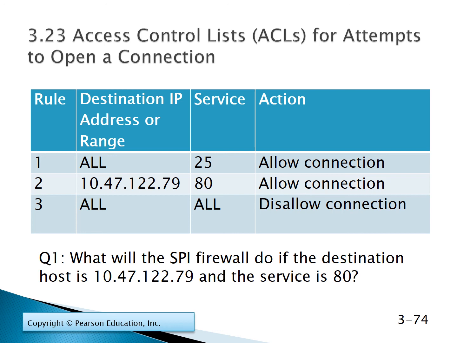A quick question: what will the SPI firewall do if the destination host is this one, 10.47.122.79, and the server is 80? Of course, in that case, the connection will be allowed because it satisfies rule 2. Question 2: what will the firewall do if we have the same IP address and the server is 25? Of course, it will also be allowed because it satisfies rule 1.